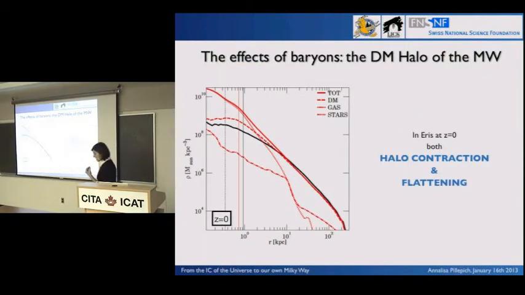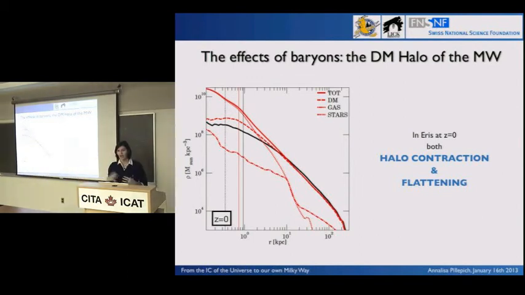Okay, instead of rotation curves, I now show you the logarithmic plot of the density versus radius. And here we want to compare the dark matter of Eris Dark and the dark matter of Eris. And so what do we see? We see what people have often seen, that the presence of baryons made the profile contract, and this is the so-called halo contraction. But on top of the contraction, we see a hint of a core or a flattening.